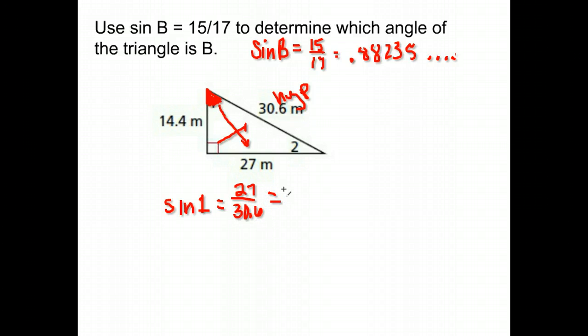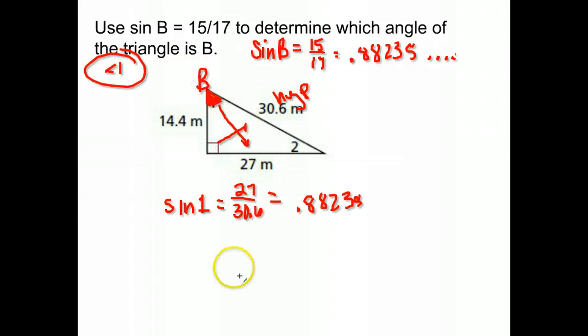I'm going to find the decimal number for that. I take the top, 27, divided by the bottom, 30.6, and I get 0.88235. Well, there's my answer. Angle 1 is the angle B for this figure.